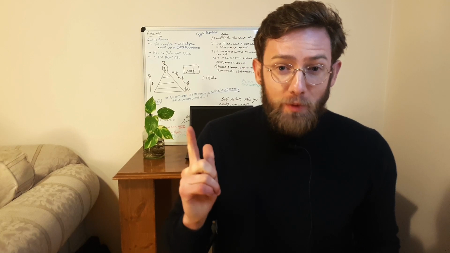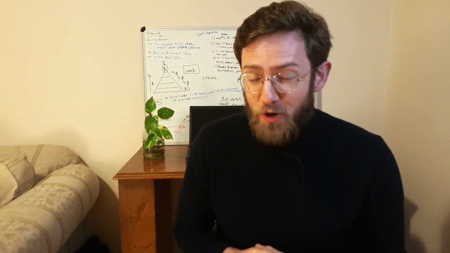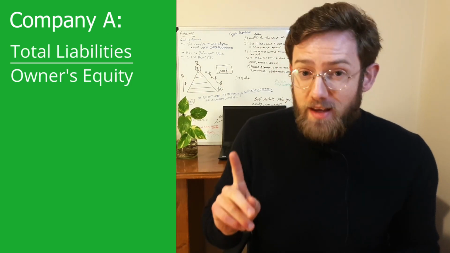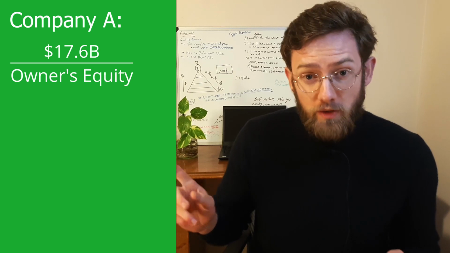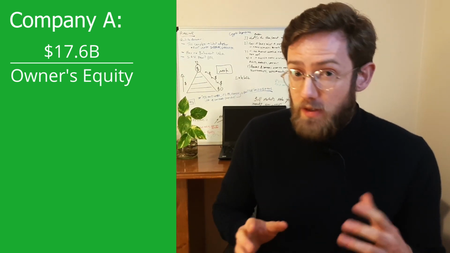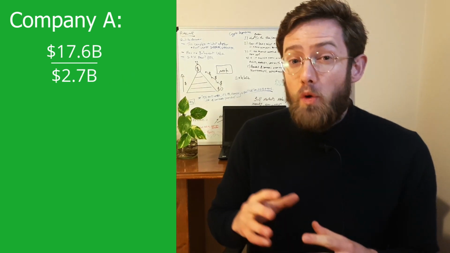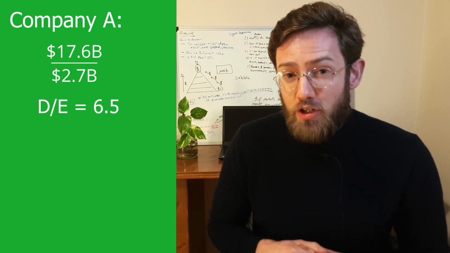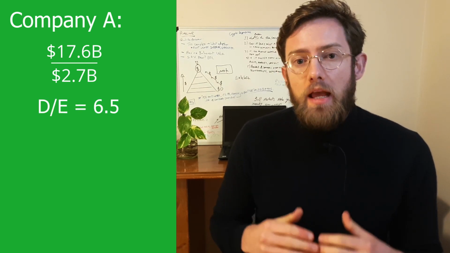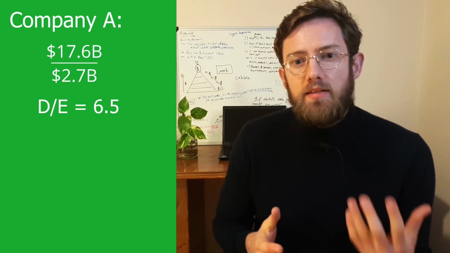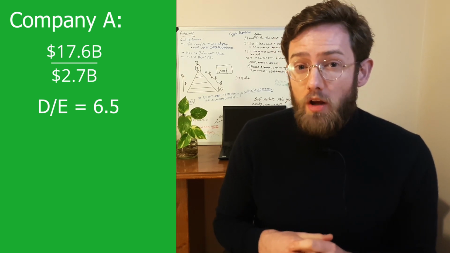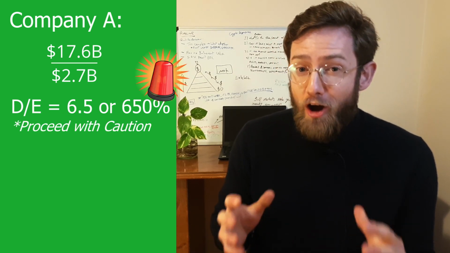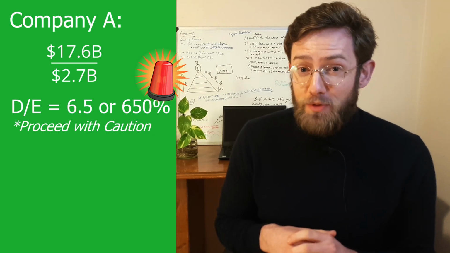Okay, so for example number one, I'm not going to tell you the company name straight away, but we'll first plug in the numbers. So this particular company has $17.6 billion worth of liabilities. So we'll plug that in. This company also has $2.7 billion worth of owner's equity, which gives us a debt to equity ratio of about 6.5. Now, this number is often expressed on websites as a percentage, so a debt to equity ratio of 650% debt to equity. Now, that's an example of a high debt to equity.